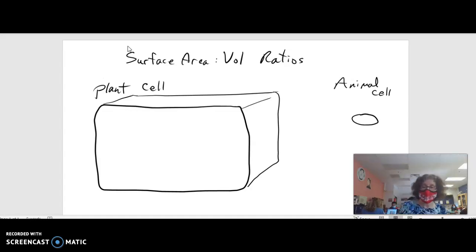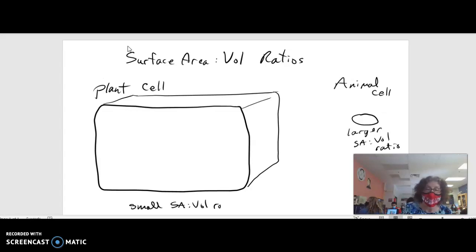So just looking at these and remembering what you've learned about surface area to volume, which one has the most advantageous surface area to volume? The smaller cell does. The smaller cell has a larger surface area to volume ratio, whereas the plant cell, because volume grows so much faster than surface area, just mathematically, has a very small surface area to volume ratio.